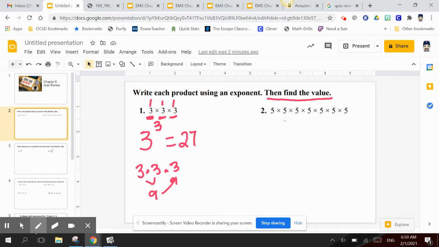On number 2, we have 5 times 5 times 5 times 5 times 5 times 5 times 5. 5 is the number that's being multiplied. How many are there? There's 1, 2, 3, 4, 5, 6, 7. That's 5 to the 7th power. And 5 to the 7th power is 78,125.